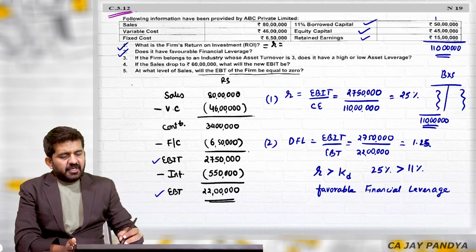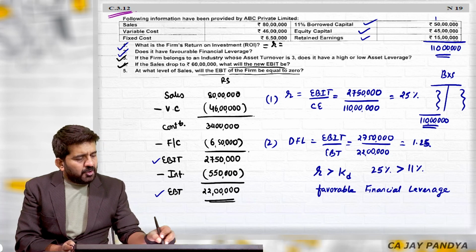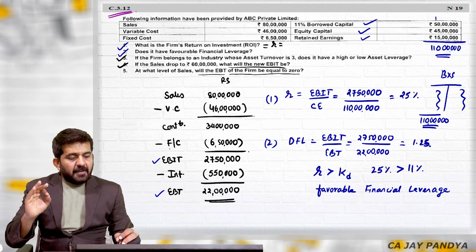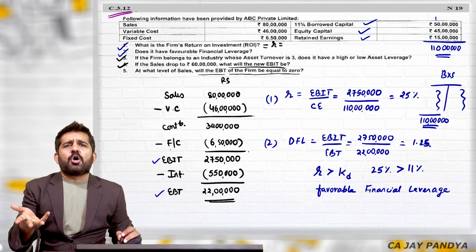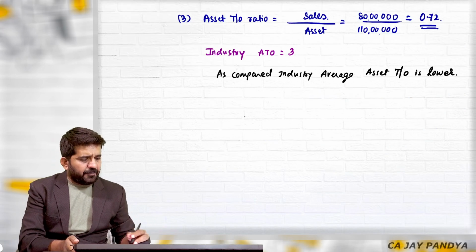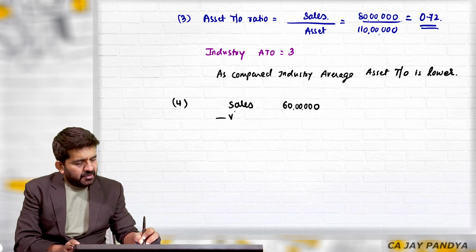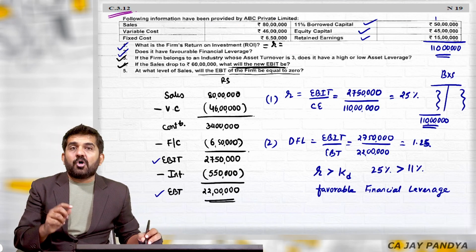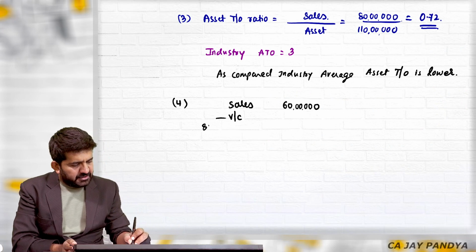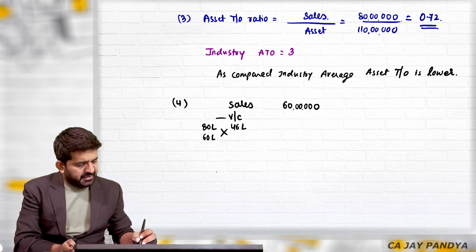This is question number 3. Let me go to 4. If the sales drop to 60 lakhs, what will be the new EBIT? Of course, we can use the degree of operating leverage and find the answer. But here I feel that we should actually solve it rather than first finding the percentage. See, percentage is not asked. What is asked? What will be the new EBIT? I can directly draw a profitability statement. If sales instead of 80 lakhs is 60 lakhs, minus variable cost, which will be proportionate. What was the percentage of variable cost? 46 divided by 80. Or you can do this: if 80 lakhs rupees is sales, 46 lakhs is variable cost. If 60 lakhs rupees is sales, how much will be variable cost?